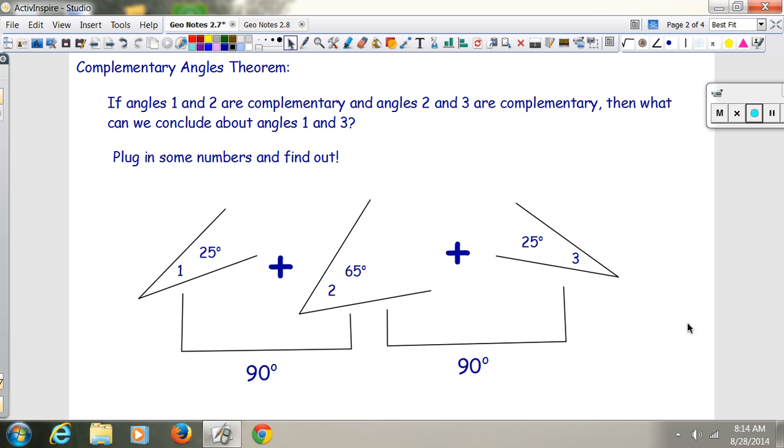So can you see if they have an angle in common and both pairs add up to 90, what has to happen to 1 and 3? They have to be congruent. They have to be the same. So what we can conclude about angles 1 and 3 is that they are congruent to each other. It's called the complementary angle theorem. If two angles are complementary to the same angle, they're equal to each other. If 1 and 3 are both complementary to 2, they have to be equal to each other. Complementary angle theorem.